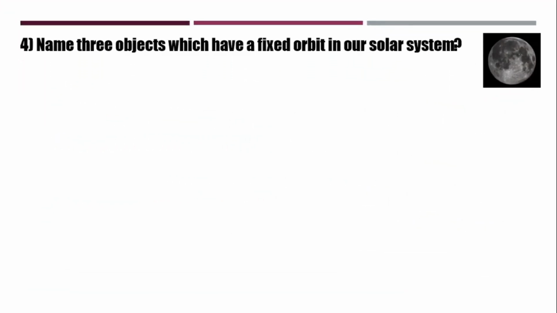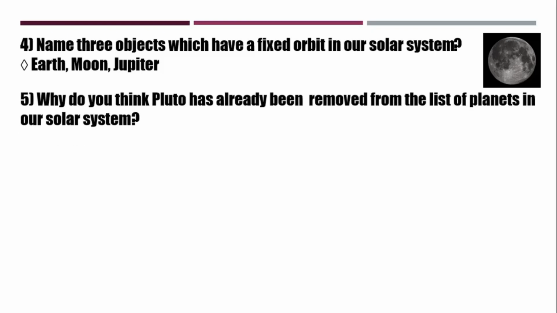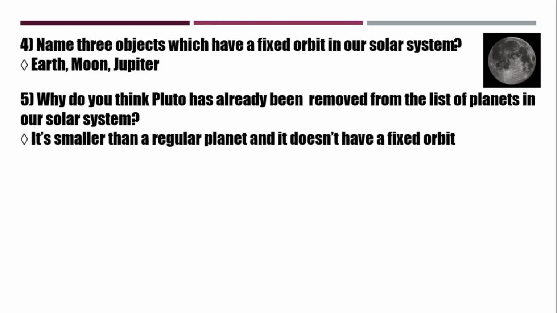Name 3 objects which have a fixed orbit in our solar system. Earth, Moon, Jupiter. Earth is a main planet, Moon is a natural satellite, Jupiter is a main planet. Why do you think Pluto has already been removed from the list of planets in our solar system? Here's the answer. It is smaller than a regular planet and it doesn't have a fixed orbit. This is the answer, you need to remember that.